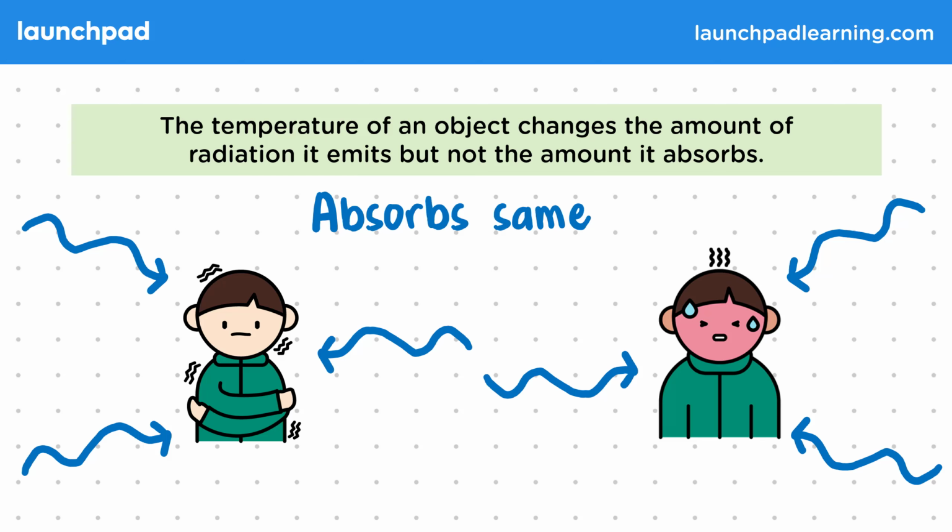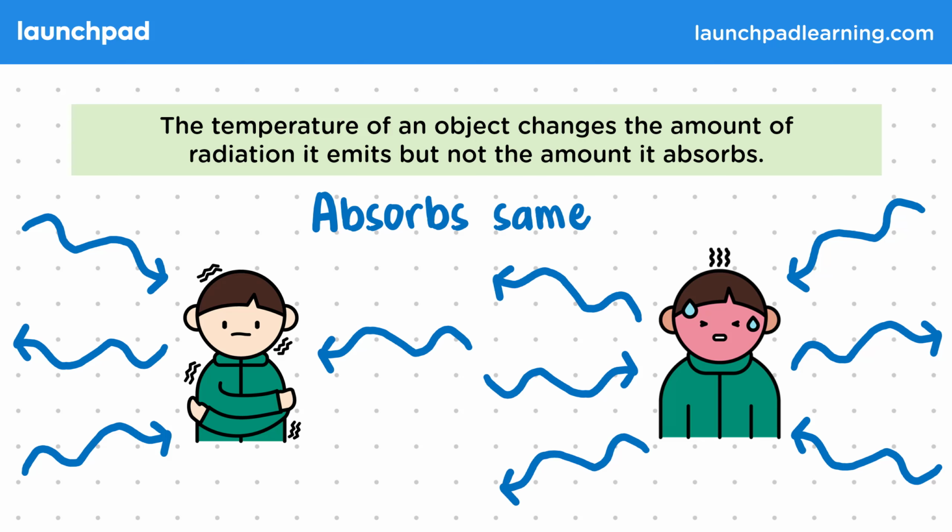Our own temperature will change how much radiation we emit, though. When we're cold, we won't emit many infrared waves, but when we're hot, we'll emit a lot of infrared waves. The greater an object's temperature, the more infrared waves it will emit. The fact that cold objects emit less waves means that they lose less heat, making it easier for them to increase their temperature to match their surroundings.